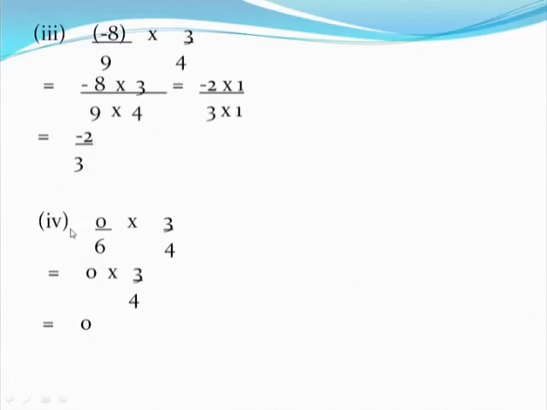Now fourth example, 0 upon 6 multiplied by 3 upon 4. Now here we know that if you divide 0 by any number, the answer is always 0. So 0 upon 6 is 0 multiplied by 3 upon 4. Now also we have learned if you multiply any number with 0, the product is 0. Hence, the answer of this example is 0.